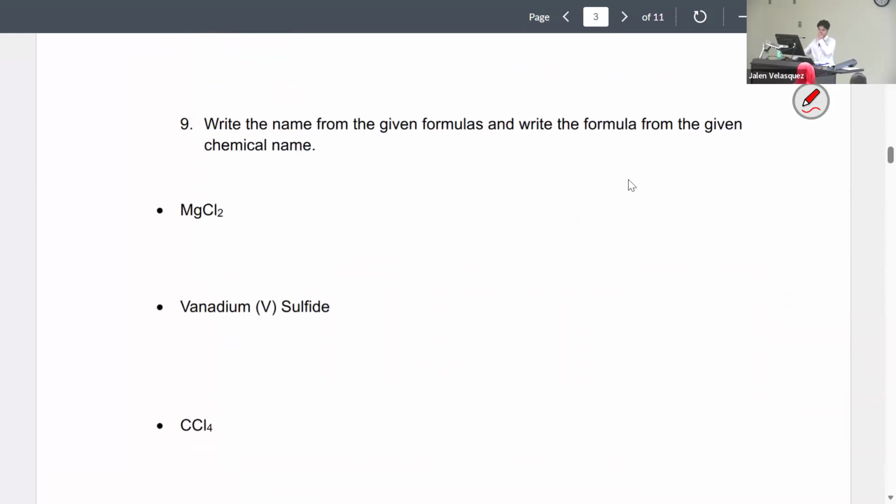Okay, so number 9, we're going over some nomenclature here. So I've got a few examples where we have to write the name from the chemical formula or write the formula from the name.